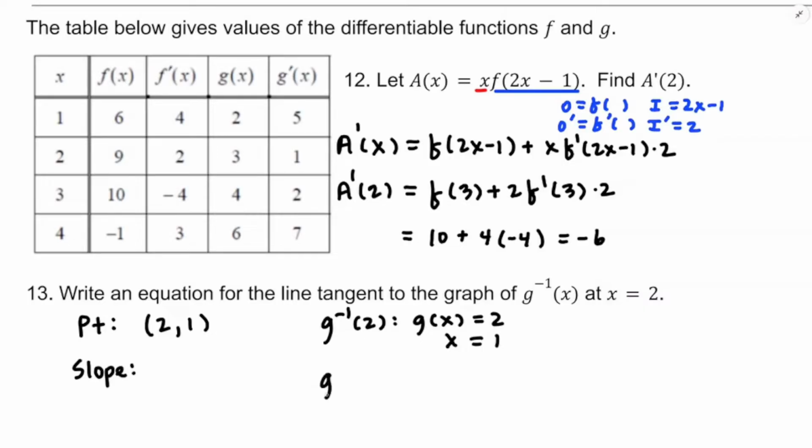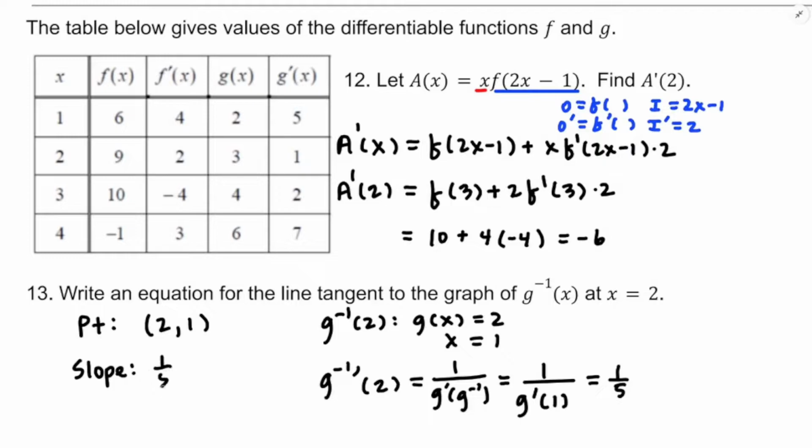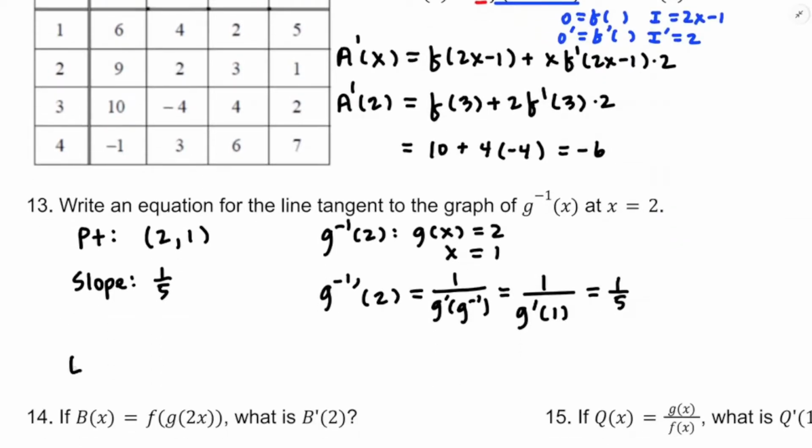I'm going to use the derivative. g inverse prime of 2 is going to be 1 over g prime of g inverse, which was x equals 1. So 1 over g prime of 1. g prime of 1 is 5, so the answer is one fifth, and then I will write the equation using point slope form. All right.